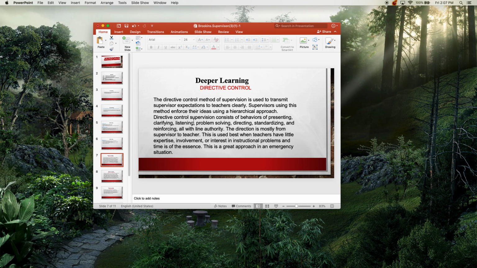And that's a different type of listening when I'm working with the next three levels. I'm always problem solving, but more importantly, I am directing, I am standardizing, and I'm reinforcing with a clear line of authority. The direction is mostly from a supervisor or a coach to a teacher, and more so from an administrator to a teacher.